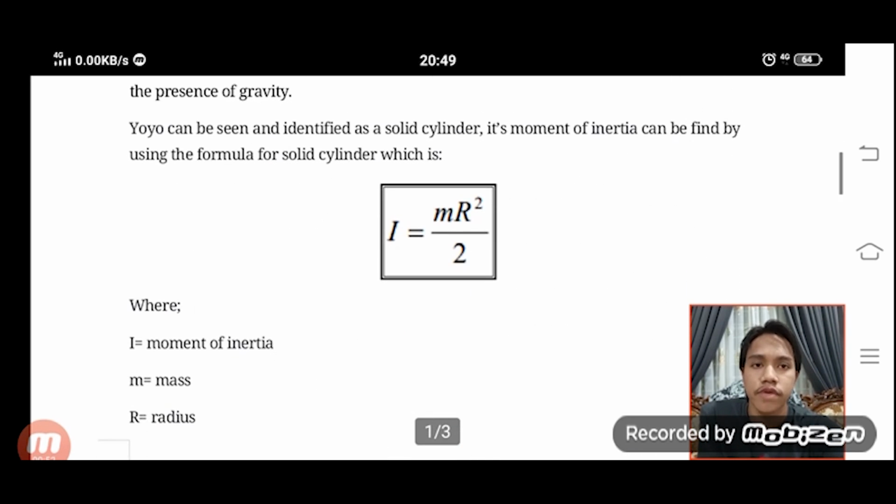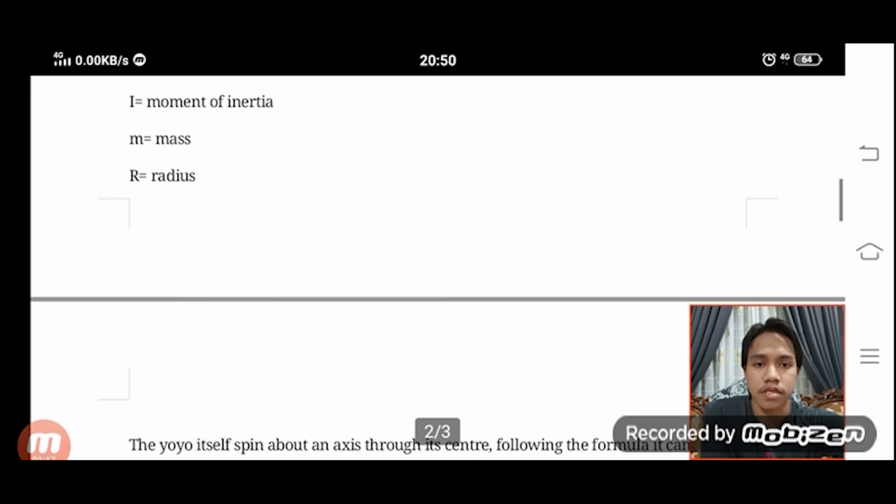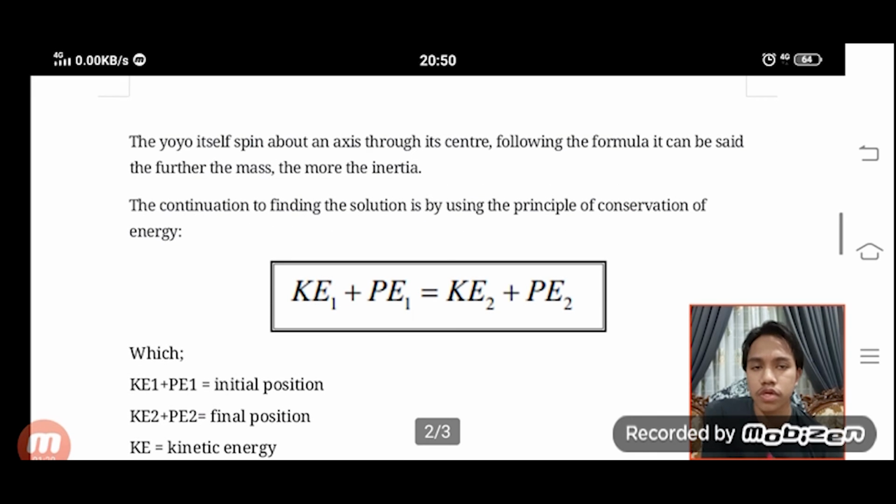Okay, so moving on, as the yo-yo itself is a solid cylinder, it can be identified as a solid cylinder. The moment of inertia for the yo-yo can be found by using the formula for a solid cylinder, which is I equal to mr square over 2, in which I is the moment of inertia itself, m is the mass, and r is the radius, and over 2 is half of the m times r square. Okay, and then the yo-yo itself spins about an axis through its center. Following the formula, it can be said that the heavier the yo-yo, the more the inertia.